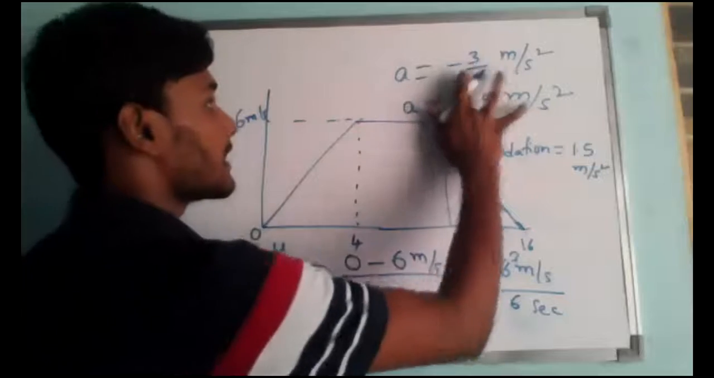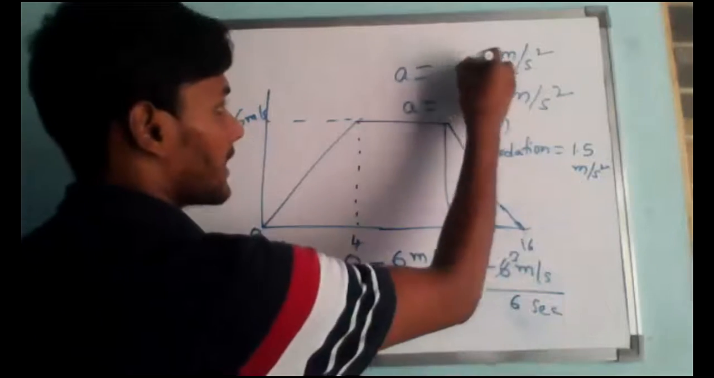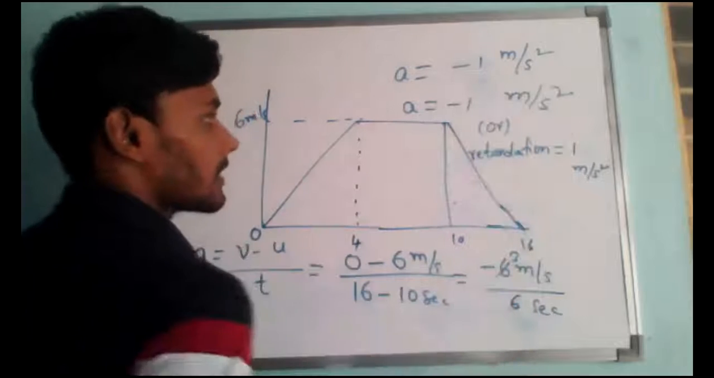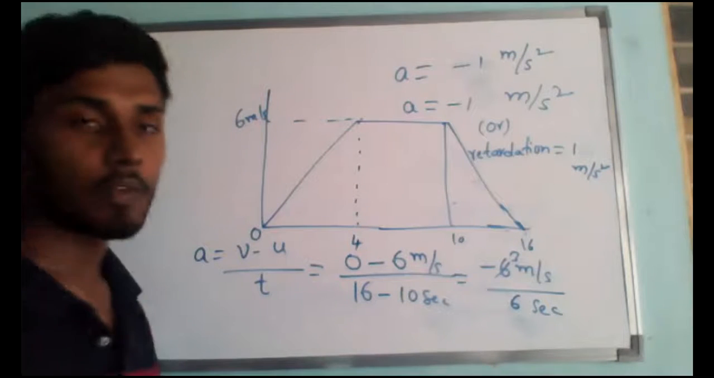So 6 by 6. So 6 by 6, how much? Minus 1. Is it yes or no? Minus 1, or 1 meter per second square. Is it okay, Tamil Selvan? Very good, sir.